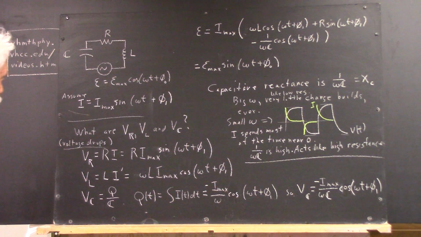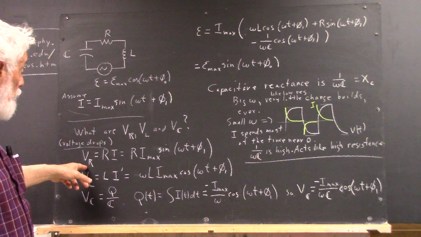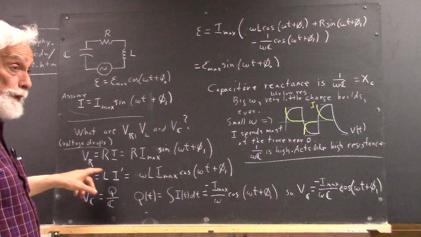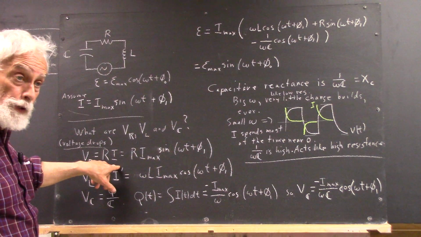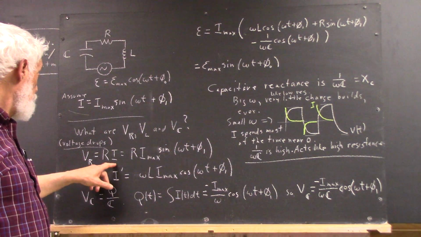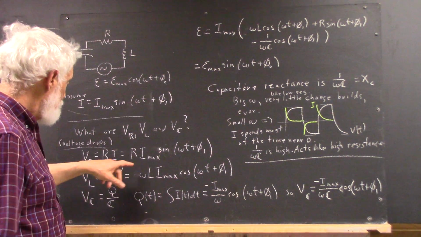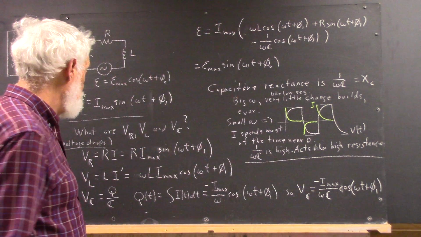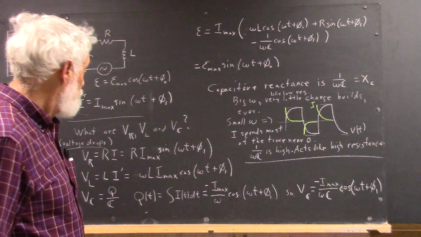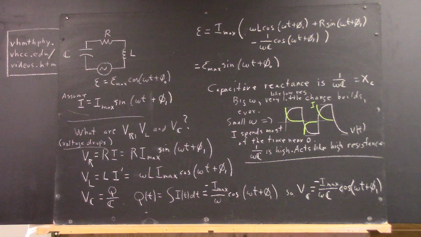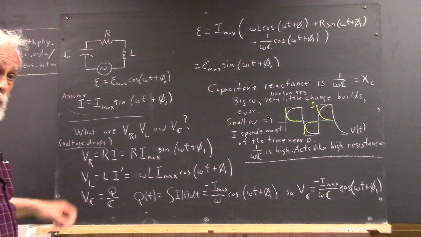Well, across the resistor, it's pretty obvious. The voltage across the resistor is resistance times the current. And the current is this, I max times the sine of omega t plus phi 1. Okay, what about the voltage across the inductor?